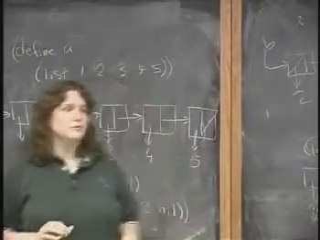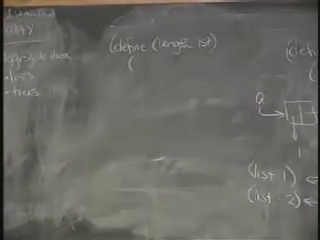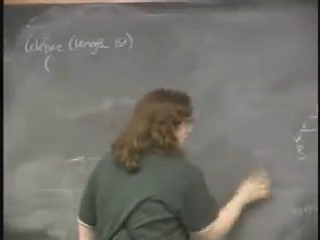Let's look at an example of writing something to manipulate a list. I mentioned we'll be cdring down the list. So just breaking up the problem where we operate on the car and then we call on the cdr.